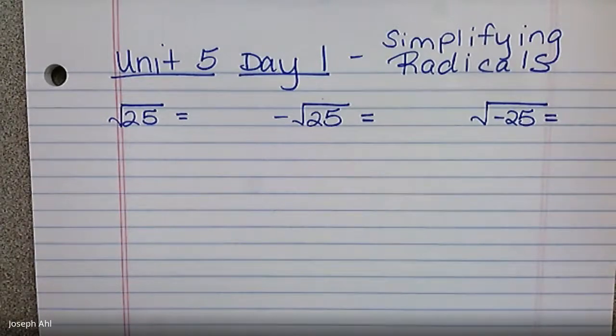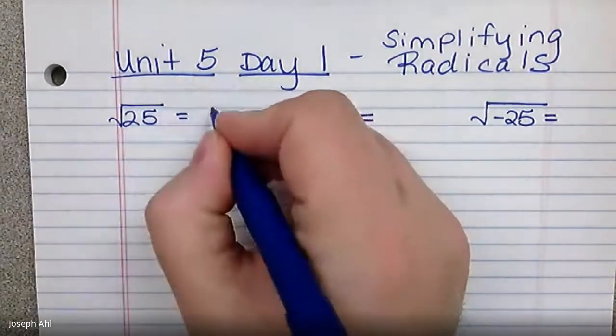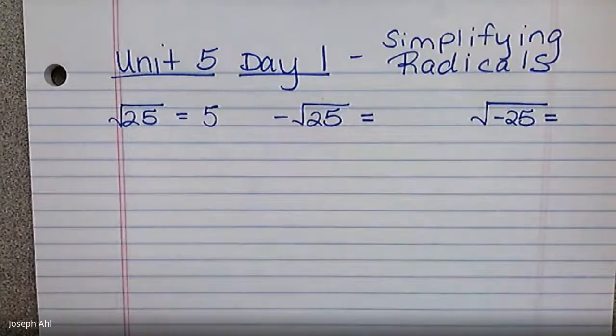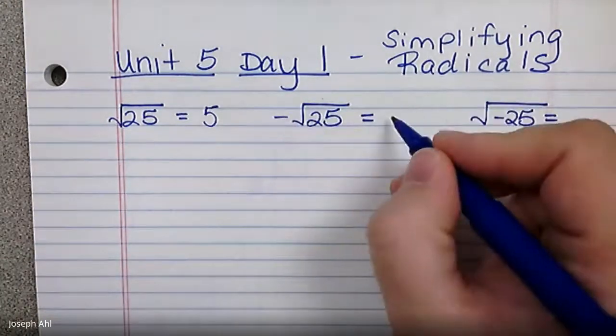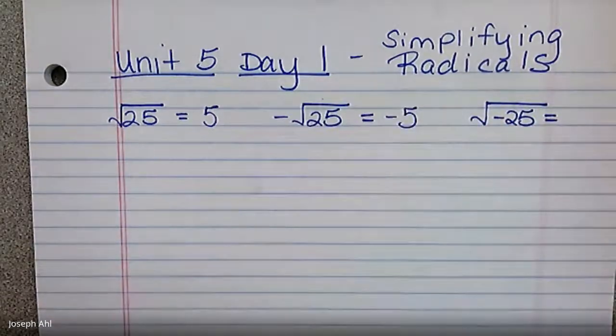So to get started, the square root of 25, we know that's definitely 5, because 5 times 5 is 25. So what about the negative square root of 25? Well, if we take the square root of 25 and get 5, we're going to negate that and get negative 5 as an answer.